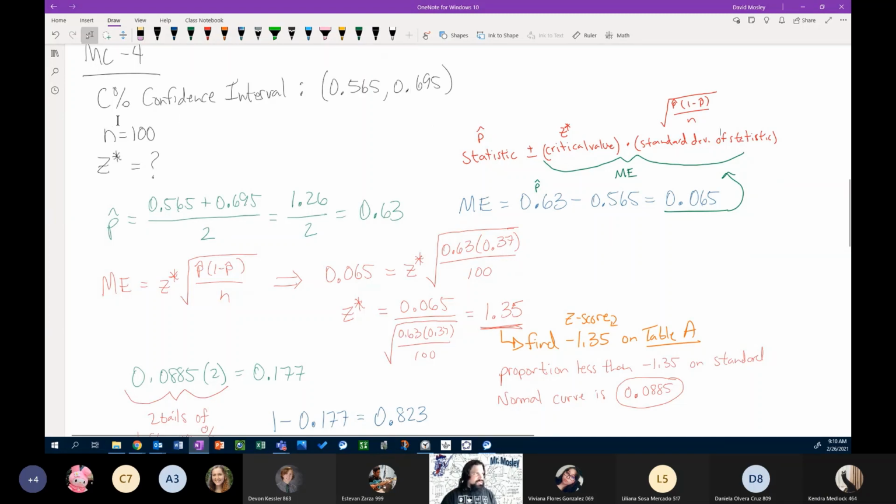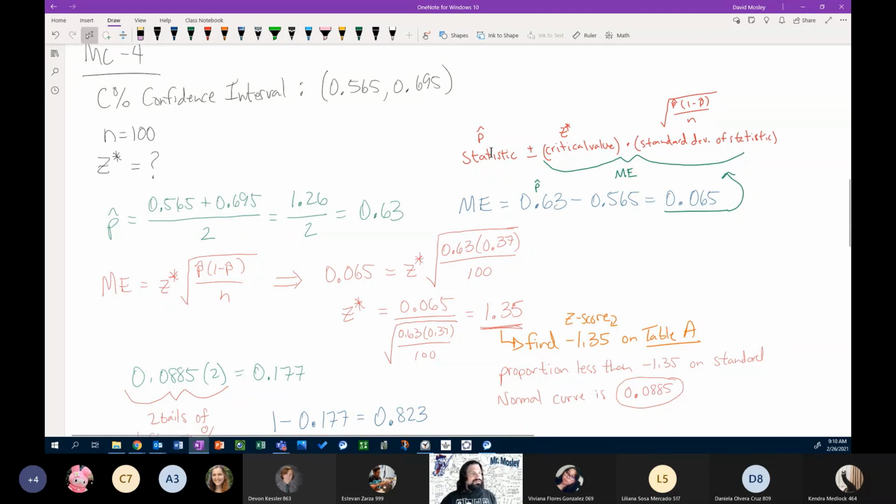I have a sample size of 100. I do not know what the critical value Z star is. I can start by finding the sample proportion, p hat, because the sample proportion is the midpoint of my interval. So I take the two endpoints, 0.565 and 0.695, and divide them by 2. I get 1.26 over 2, which is 0.63. So that means p hat is 0.63.